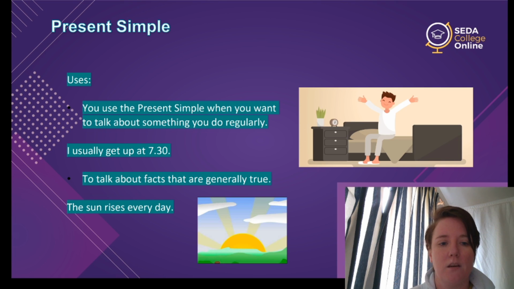We also use it to talk about facts that are generally true. The sun rises every day. It's a fact. So the sun rises every day. So that's when we also use the present simple.